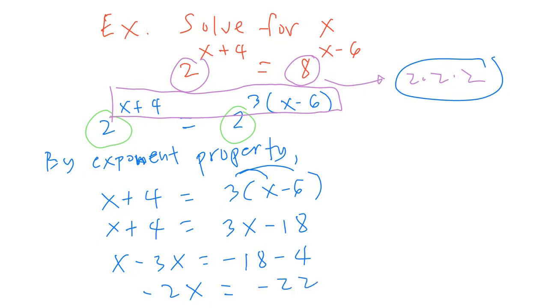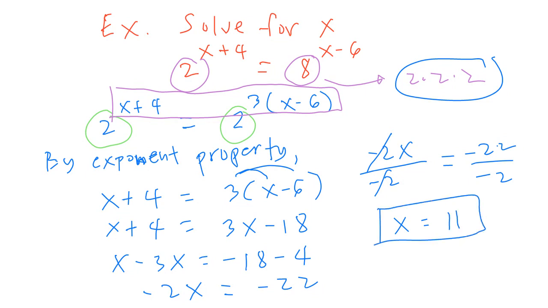And then we divide negative 2 on both sides. So we can get rid of negative 2 and isolate our x here. So this cancels out. What's left is x. X is equal to negative 22 divided by negative 2 is a positive 11. And in the solution set, we have a positive 11. And that would be our answer.